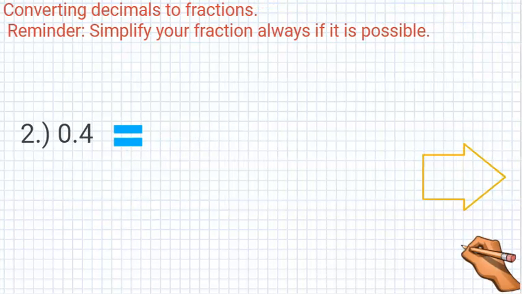Our next decimal is 0.4. It's in the tens place as well. So we write down our 4, put it on top of a 10. But now we gotta divide. We gotta see if we can simplify. Of course I can simplify.